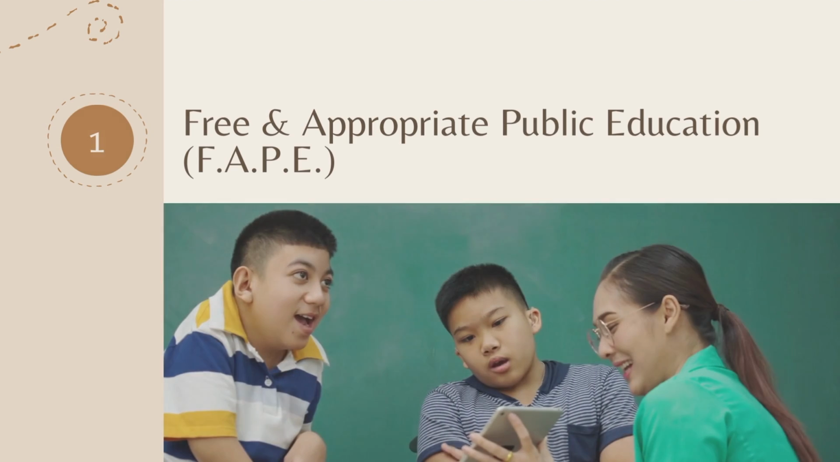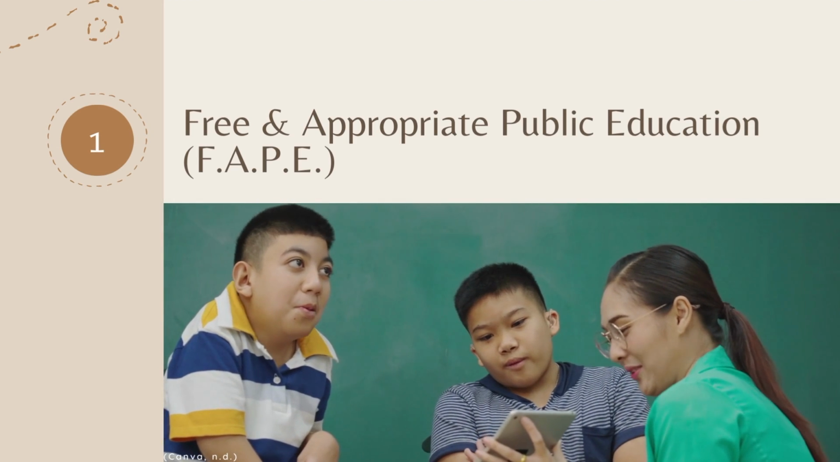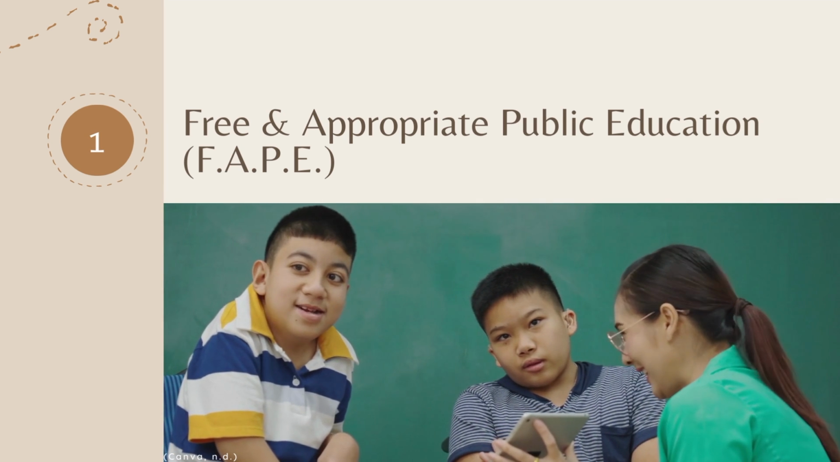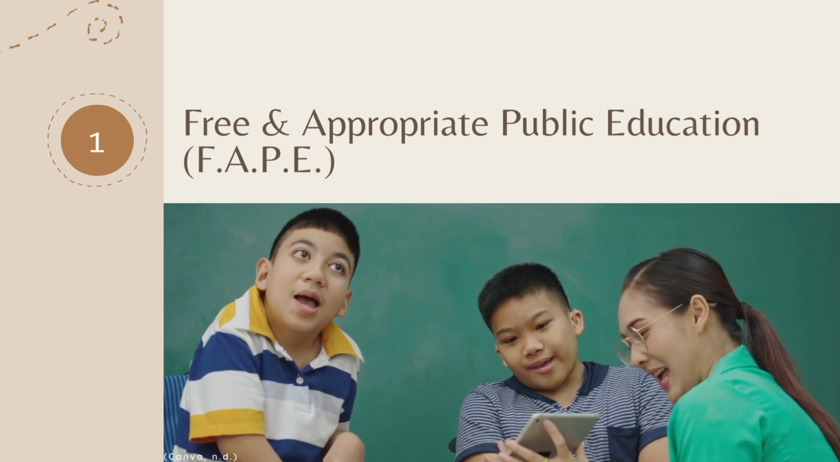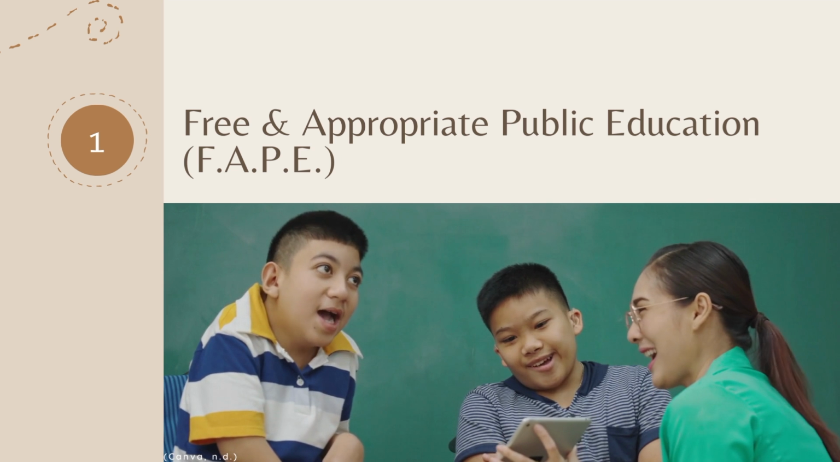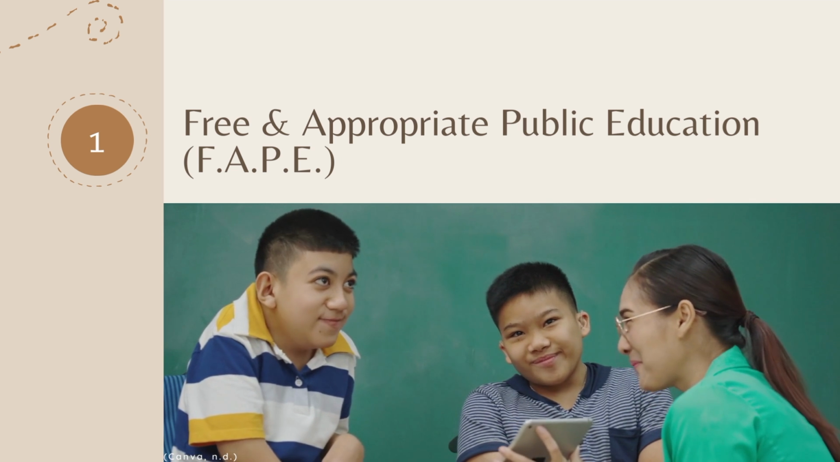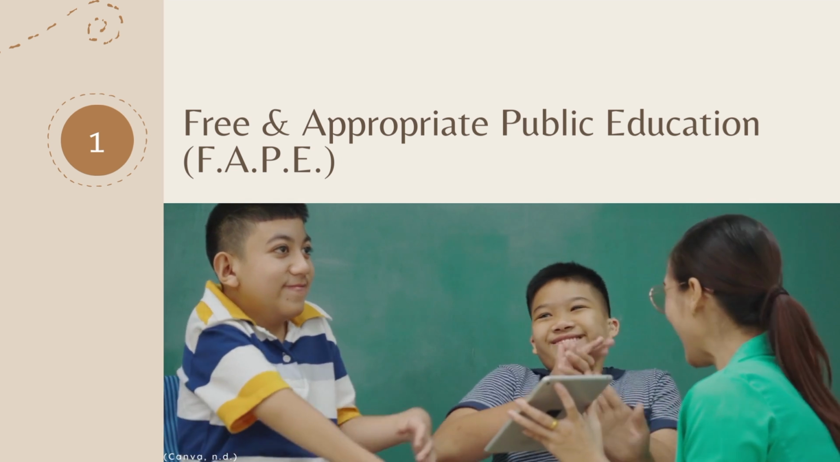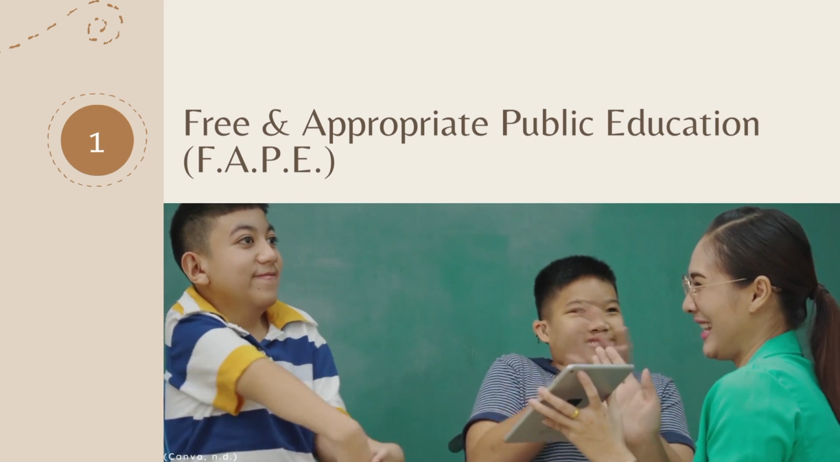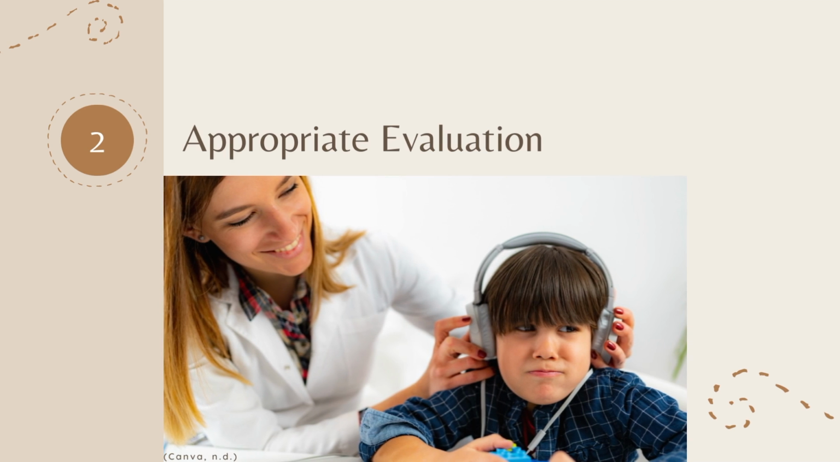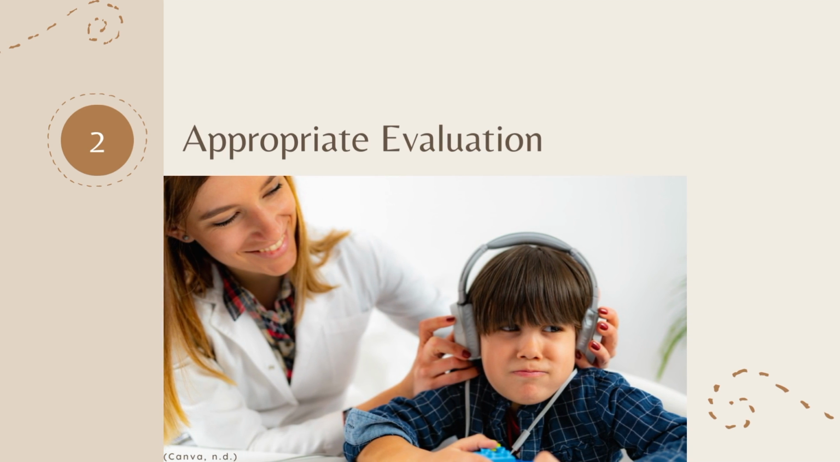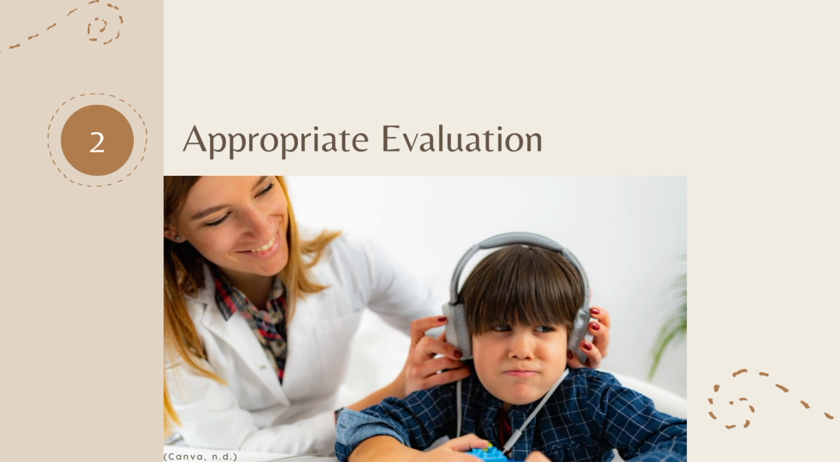Number 1, under the IDEA, every child with a disability is entitled to a free, appropriate public education, designed to meet a child's unique needs and prepare them for further education, employment, and independent living. Number 2, IDEA requires that schools conduct appropriate evaluations of students who are suspected of having a disability.